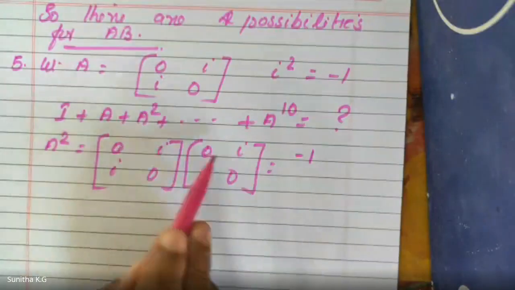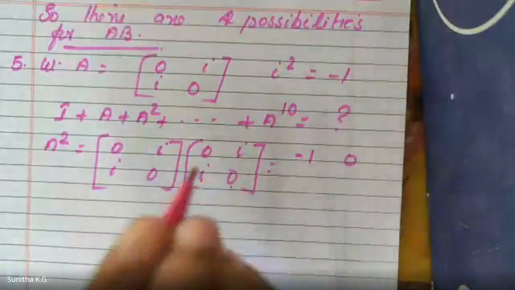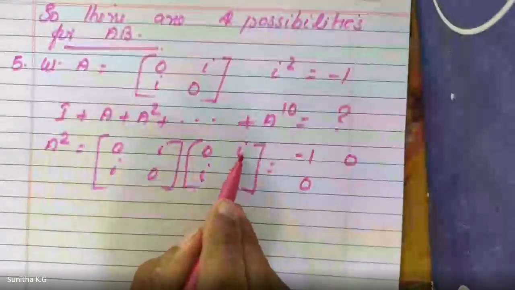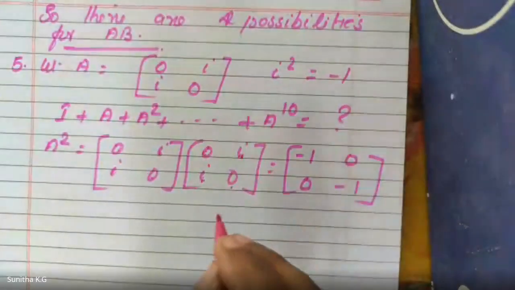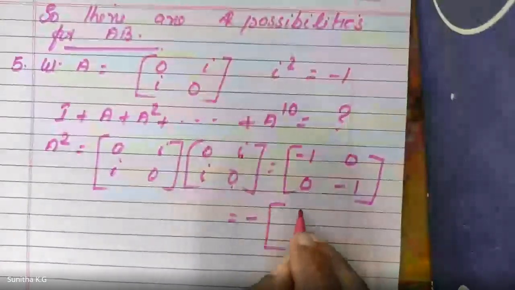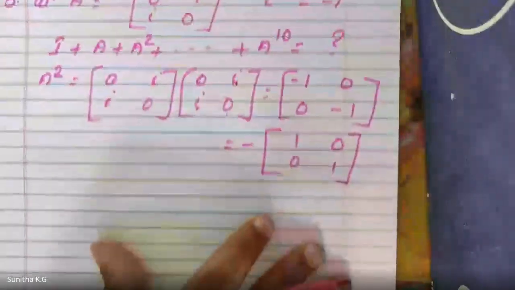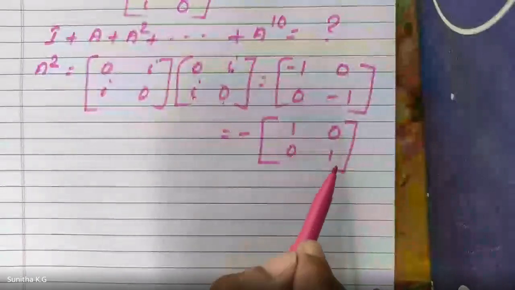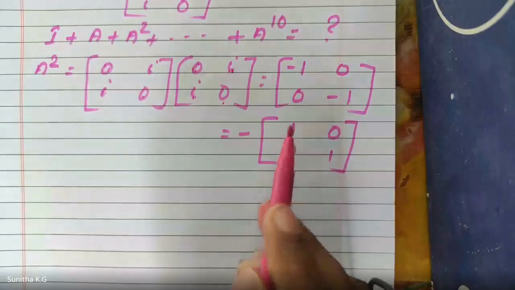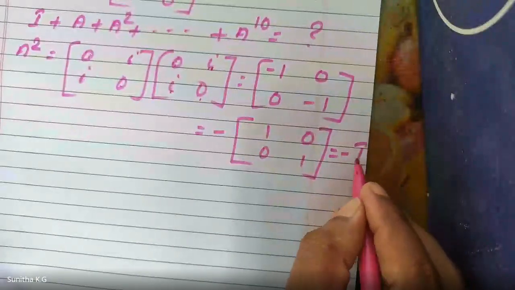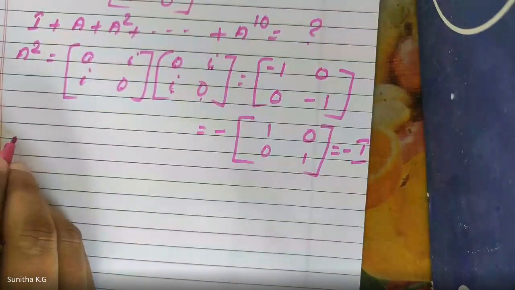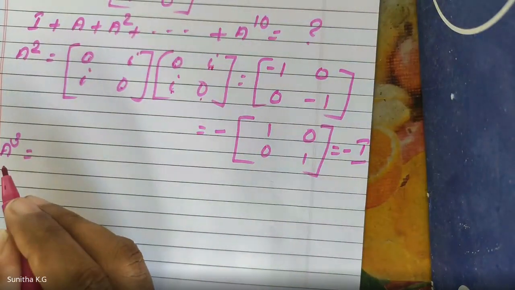Then second one, 0, 0. So there is no problem for that. And next one, 0, 0. This is also 0. Then next one, -1 plus 0. That is -1. Then clearly we can write this as minus of 1 0 0 1. Can I write like this? Okay. What does the matrix represent? Identity matrix. So simply we can write this is equal to minus I.